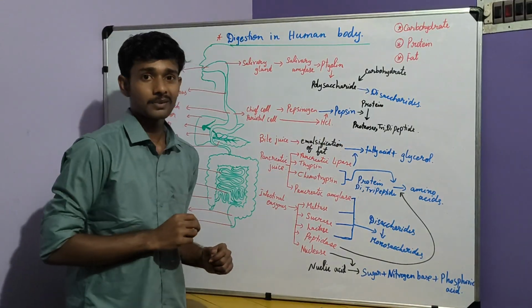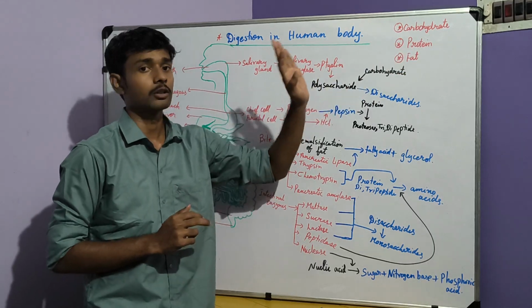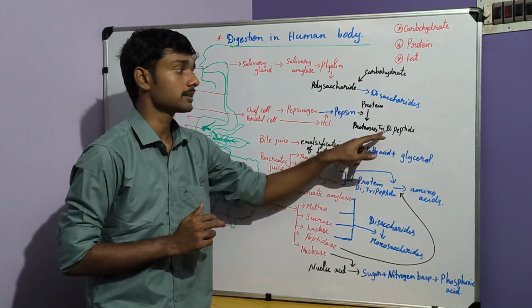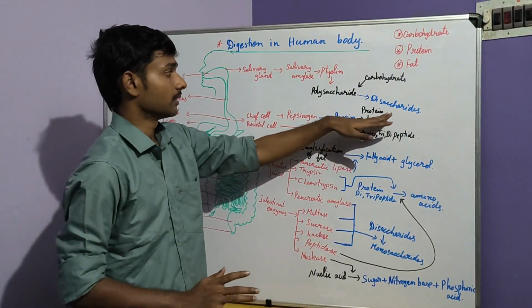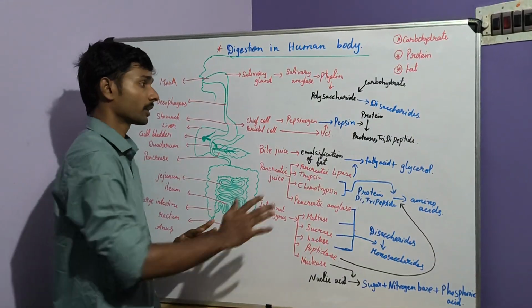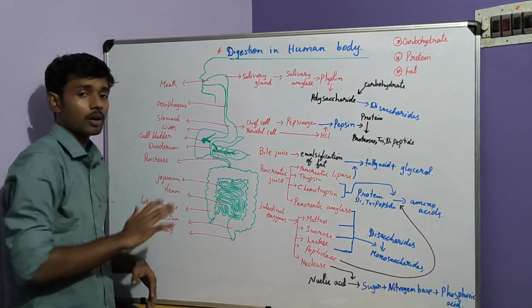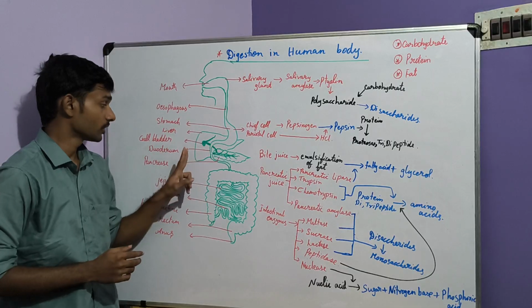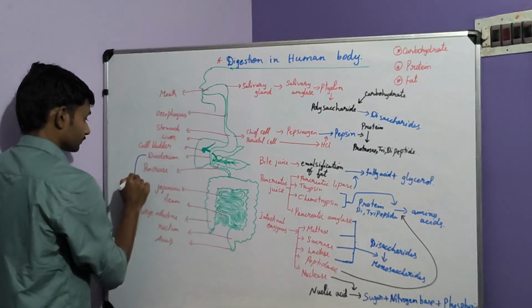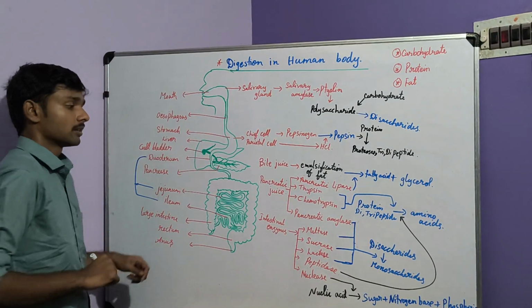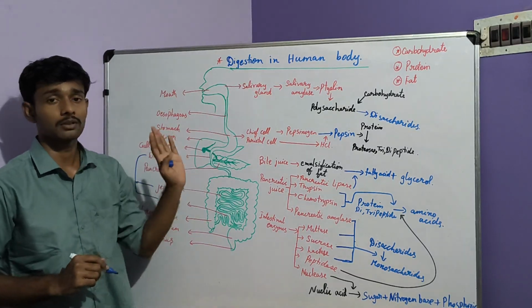So, what is the role of pepsin? Pepsin is the enzyme involved in the breakdown of protein. The macromolecule protein gets broken down into proteases, tripeptides, and dipeptides. After that, the food enters the small intestine. We know that the duodenum, jejunum, and ileum are the three parts of the small intestine, but digestion occurs only in the duodenum.